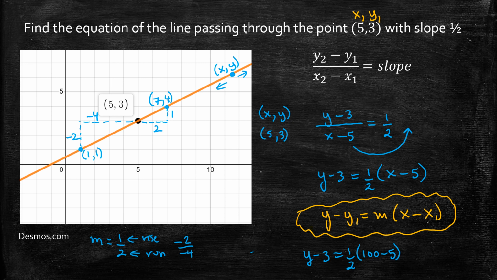and solve that equation, so 100 minus 5 would be 95, divided by 2 would be 47.5, plus 3 would be 50.5. I have discovered very easily that the point (100, 50.5) is on this particular line.